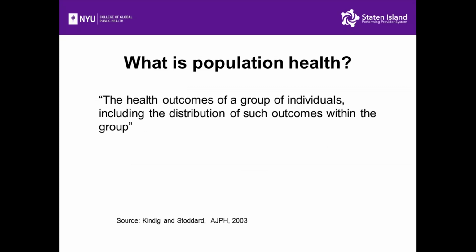So, what is population health? Although the definition might seem obvious, it turns out that the answer to this question often depends on the perspective of the person providing the answer. In the early 2000s, David Kindig and others proposed a definition based on their review of the literature and talking to many people about it. His definition is based on the concept of a healthy population, and their simple definition here is the health outcomes of a group of individuals, including the distribution of such outcomes within the group. And while this seems pretty straightforward, it doesn't really provide much guidance about what to do to improve population health.